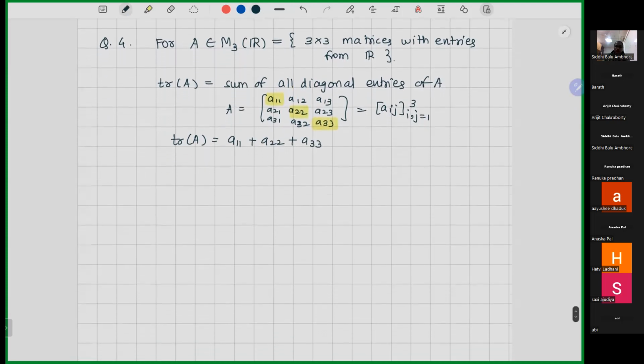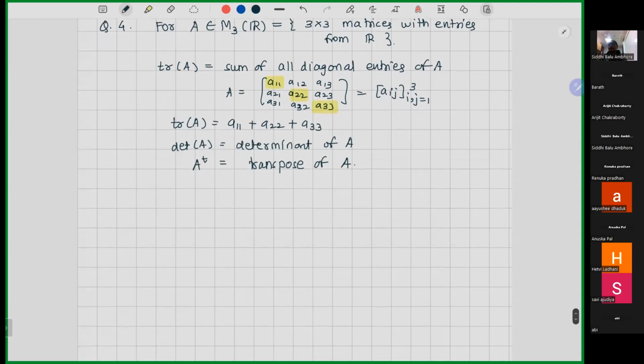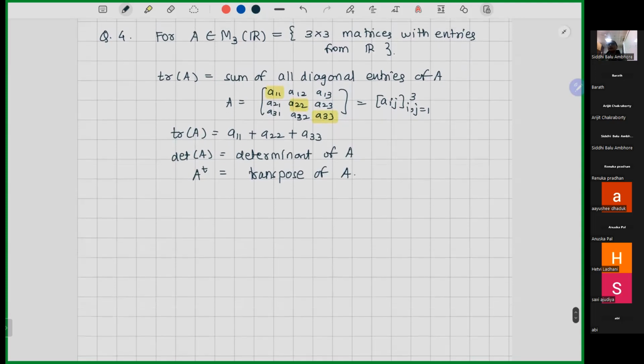Okay, and further we have the determinant of A. We all know determinant of A. And further, A raised to t, this symbol represents the transpose of matrix A. Any doubt for the symbols we will be using here?